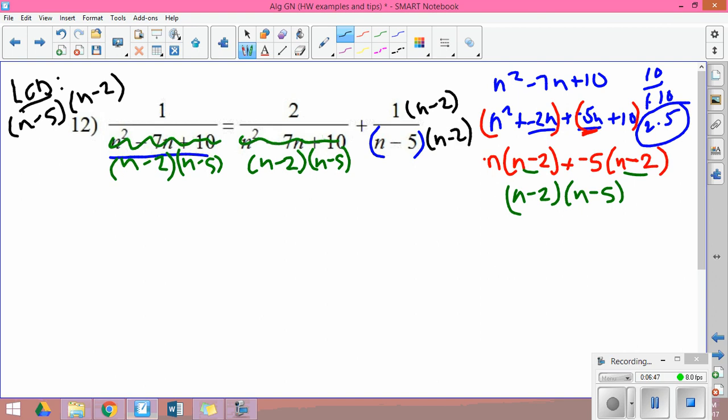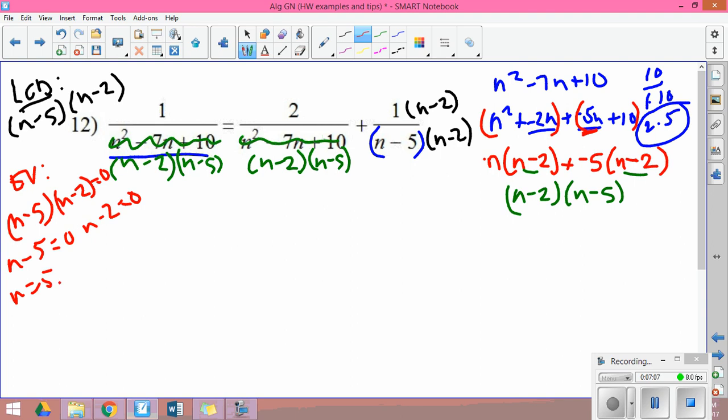But I also have to look at my excluded values. So what would make n minus 5 and n minus 2, what would make that denominator equal 0? Well, if n minus 5 were equal to 0, or if n minus 2 equals 0, if n is equal to 5, or if n is equal to 2. Those are my excluded values. n can't be 5 and n can't be 2. You have to write that and list that off to the side.